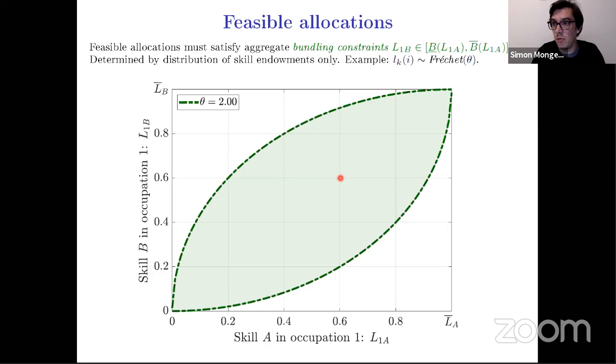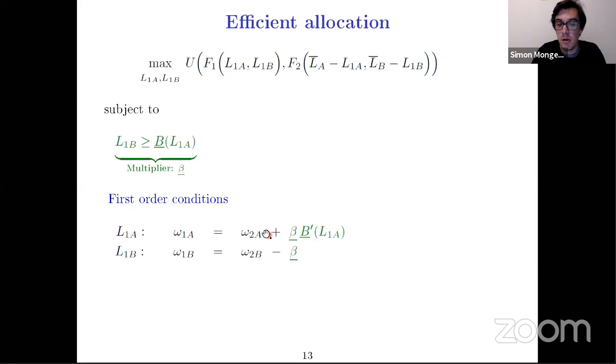If the skill prices are equalized for each skill across occupations, then there's no gain from reallocating any worker from one occupation to another, right? They're valued the same way in both. So here there's an allocation with indeterminate sorting. It's even hard to talk about within occupation inequality.